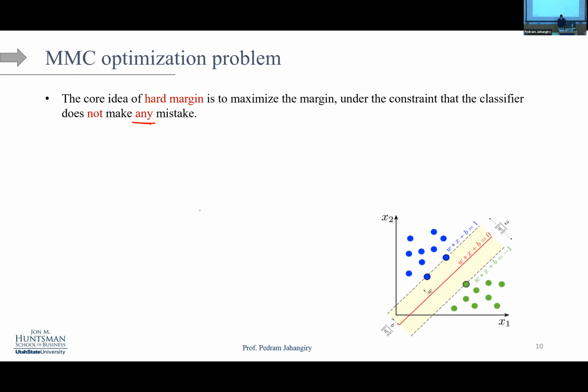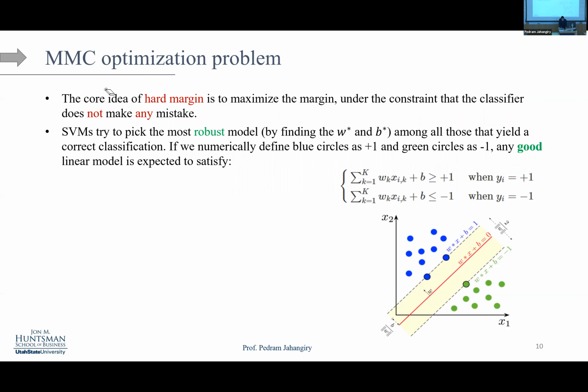So if that's the case, visually it's easy, so we can come up with this line, but let's see mathematically how we can come up with these constraints, right? So let's put some mathematics into it. SVM tries to pick the most robust model, and when I say most robust model, the one that is going to maximize the margins, by finding the W star and B star. At the end of the day, the solution to this optimization is a bunch of W stars and B star, so you can find the shape of your classifier.